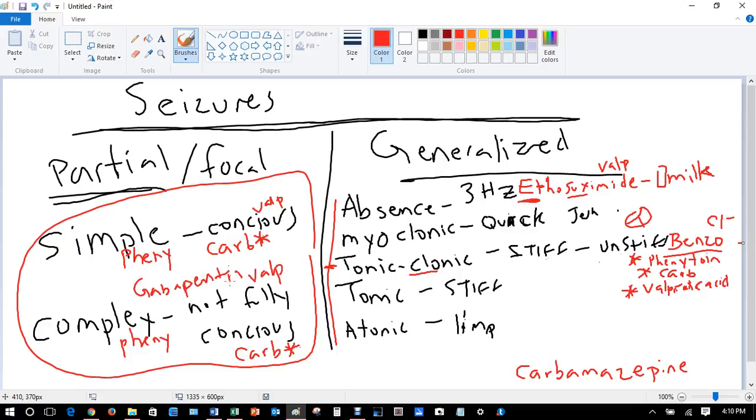Something of note here is I need to go back a little bit, and I apologize for this. I have not been talking about the side effects of these different drugs. So let's do a quick review, and while I do the review, I'm going to bring up the side effects as well. Let's start with ethosuximide.